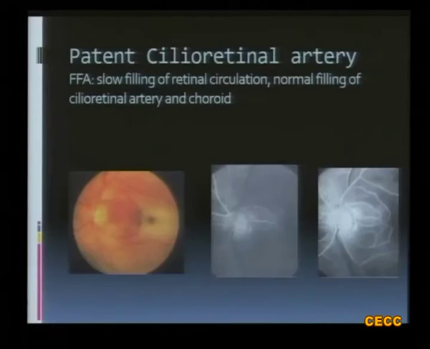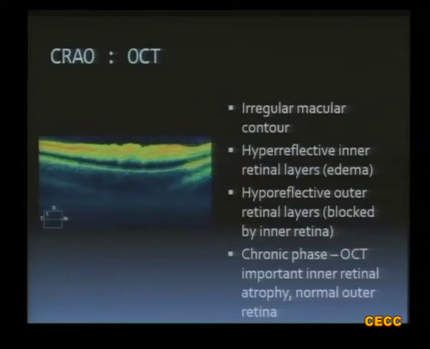Sometimes it is not so evident, and it becomes evident only on angiography, where there is a slow filling of the retinal circulation, but a normal filling of the cilioretinal artery as well as the choroid. OCT is important in a CRAO because this will show that the inner retinal layers which have an edema become hyperreflective, as in this picture, but the outer retinal layers show a hyporeflectivity because they are blocked by the inner retina.